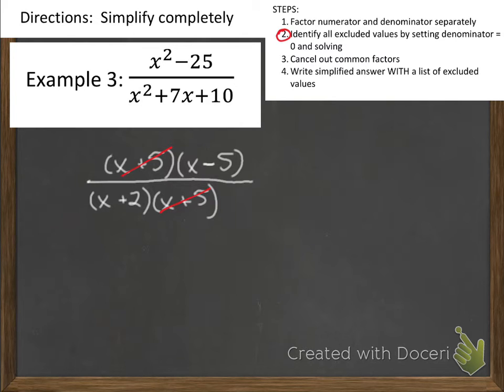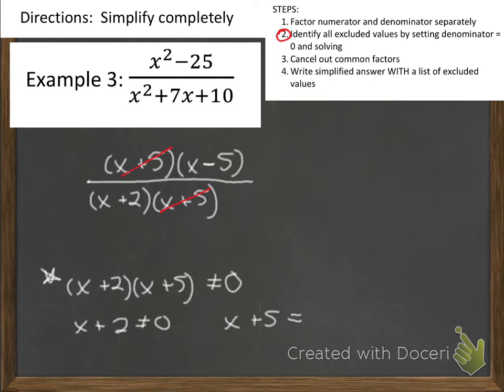That's super important. So the denominator, x plus 2 quantity times x plus 5, cannot be equal to 0. So that's really important. So we have two equations to solve. x plus 2 cannot be equal to 0, and x plus 5 cannot be equal to 0. So we subtract 2 from both sides on that equation, subtract 5 on both sides on that equation. So that means that x is not allowed to be equal to negative 2, and over here x is not allowed to be equal to negative 5.